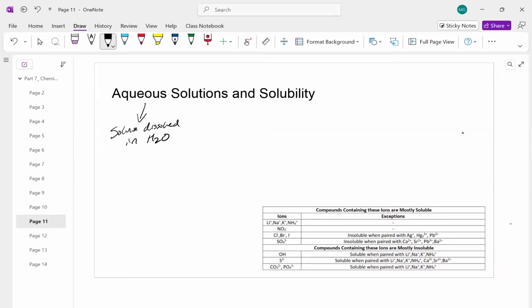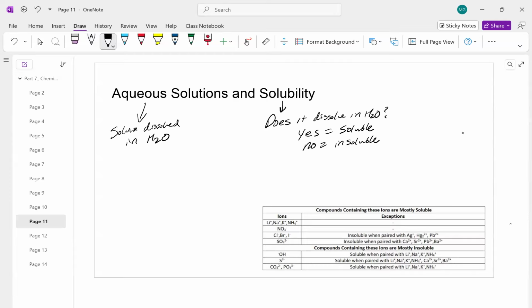Now, the other aspect to this is looking at a property of a solute that's known as solubility. Solubility basically asks, does it dissolve in water? If it partially does, or if it all dissolves, and the answer is yes, we say that it's soluble. If the answer is no, then we say it's insoluble.